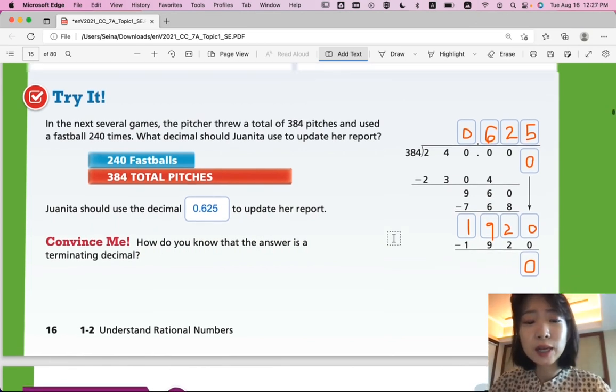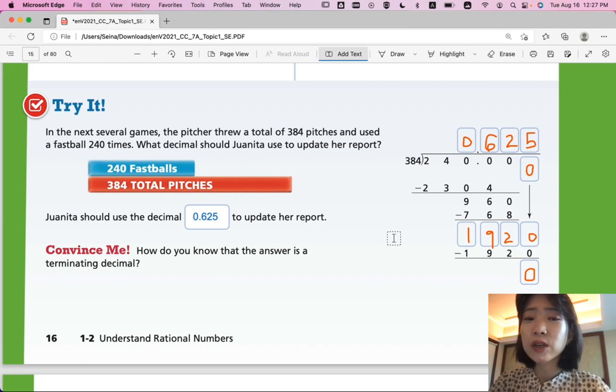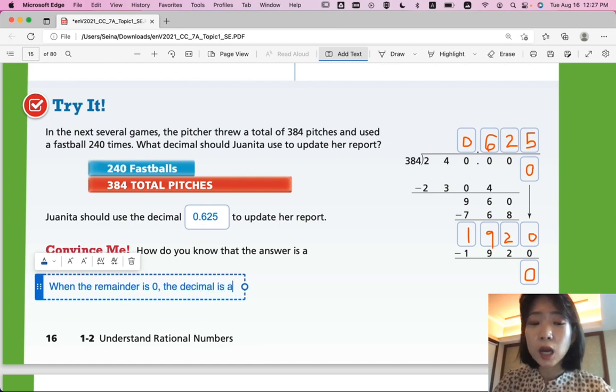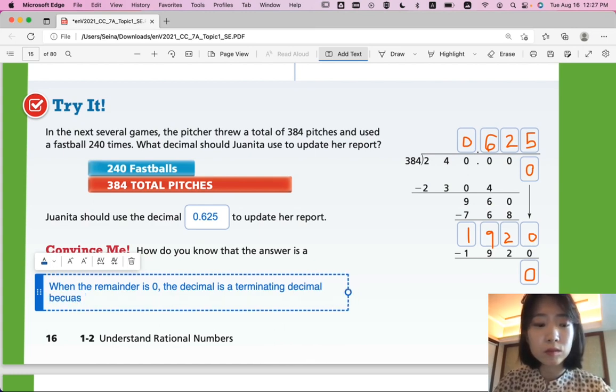Convince me, how do you know that the answer is a terminating decimal? How do you know if it's terminating or repeating? How do you know if it's going to keep going or not? Because when you have a remainder of 0, then you're done dividing, right? It's just going to be 0, 0, 0. So you're going to end with 0. So when the remainder is 0, the decimal is a terminating decimal because there are no parts left to divide. And you're done.